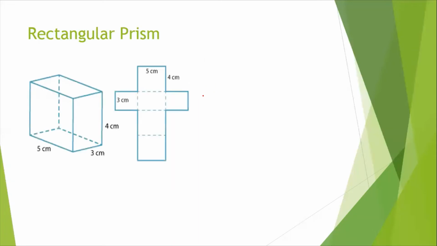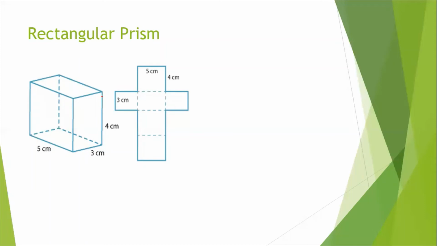Now, let's proceed with how to find the surface area of a rectangular prism. As we can see, the rectangular prism and the cube have the same net. The only difference between the two of them is that for the rectangular prism, the sizes of the sides are not equal. For example, here the side is 5 centimeters and the height is 4 centimeters. The other rectangle has different sizes. Its base is 3 centimeters and the height is 4 centimeters.